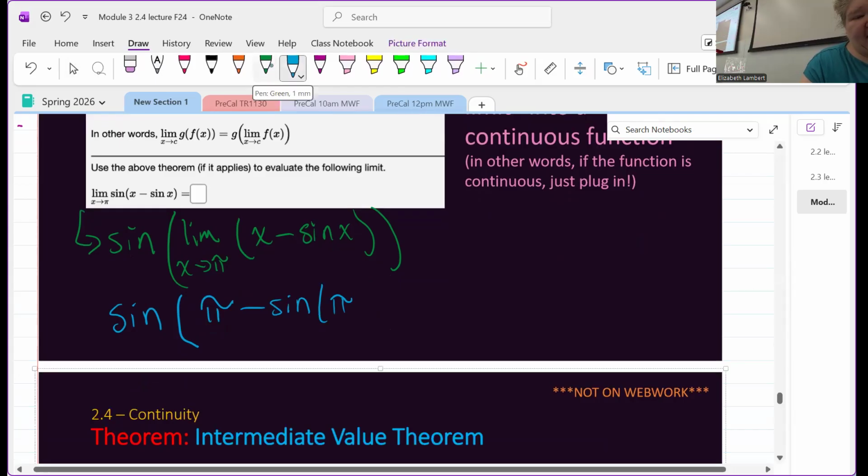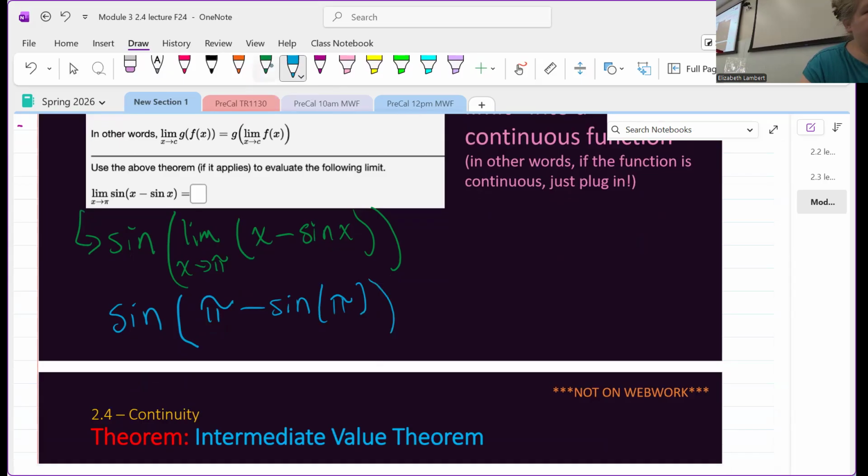That's x approaching pi. So the sine of pi: sine starts at 0, goes up to 1, back to 0. So the sine of pi is 0. So pi minus 0 is pi. So this is the sine of pi, which is back to 0.